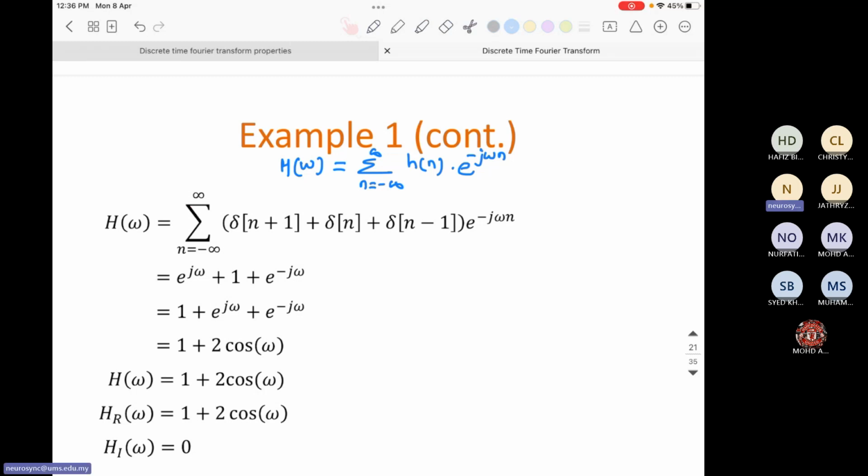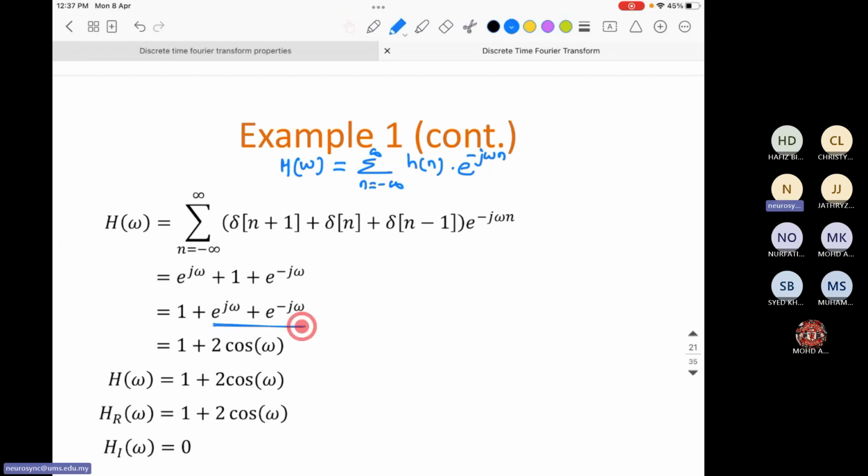Now, the value, if you do summation over this, what you will get? You will get e to the power j omega. Now, summation of this into this over this interval is what? This is equal to 1. And for this, it is e to the power j omega. So, what we will get here? We will get h of omega equal to 1 plus e to the power j omega plus e to the power minus j omega.